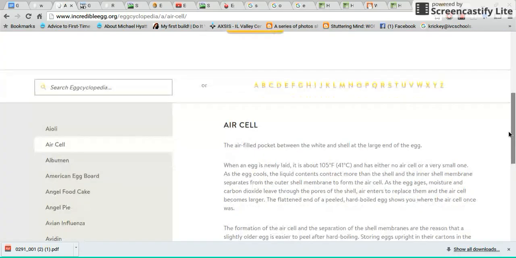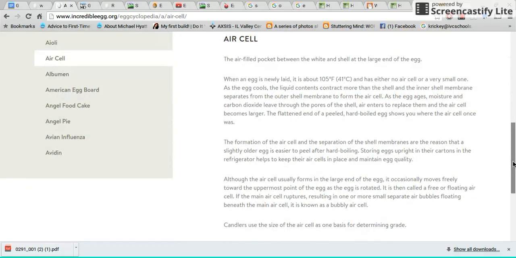But it explains how the air cell is actually formed, that air pocket, when the egg is first laid, and then how the liquid inside of the egg shrinks up as the egg cools, because when the egg is first laid, it's actually hotter. And that liquid shrinks up and gets more solid and forms the air pocket. It's kind of neat. And then as the egg gets older, that air pocket grows.